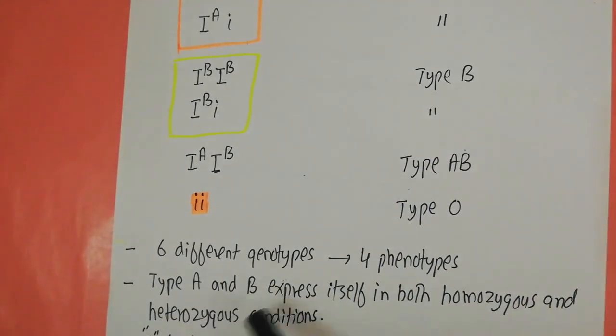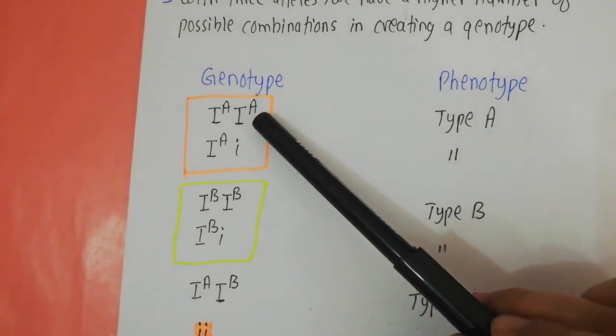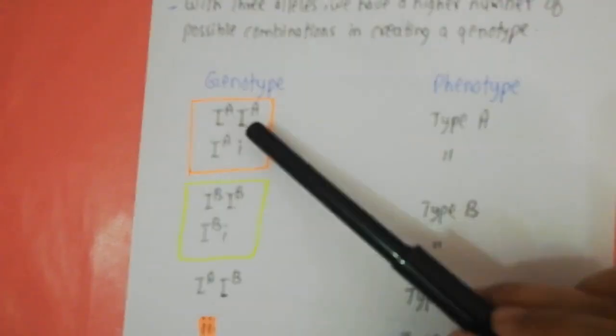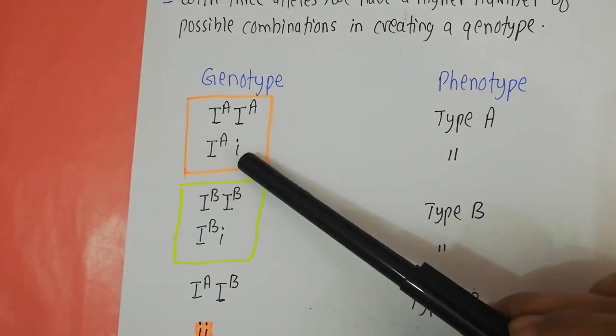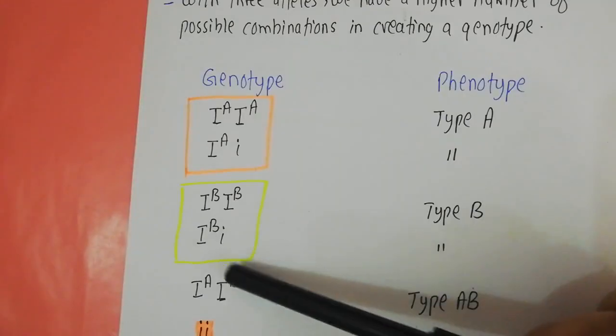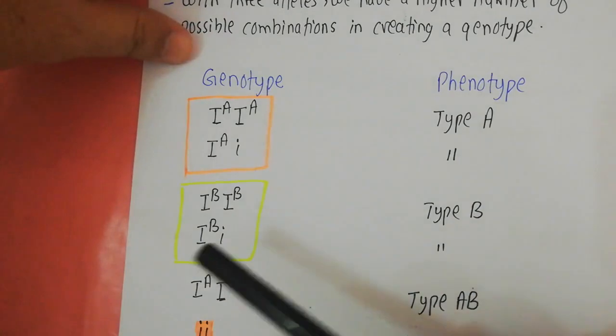When you talk about the type A and B blood, they can express themselves in both homozygous and heterozygous conditions. As you can see over here, the type A blood and the type B blood can express themselves in the homozygous as well as in the heterozygous condition, because the allele A is dominant over the allele i, and the allele B is dominant over the allele i.